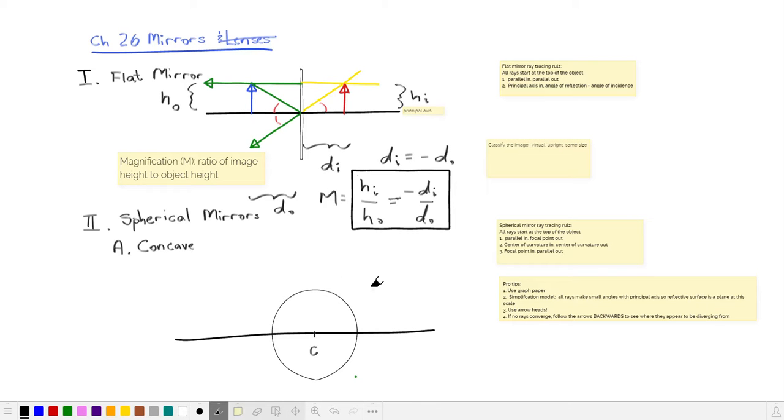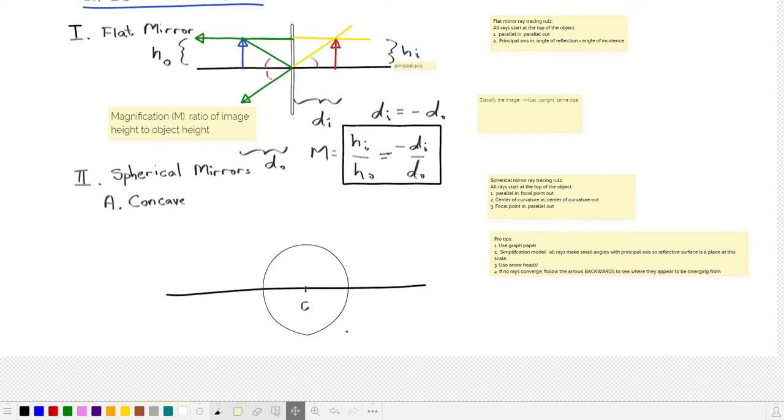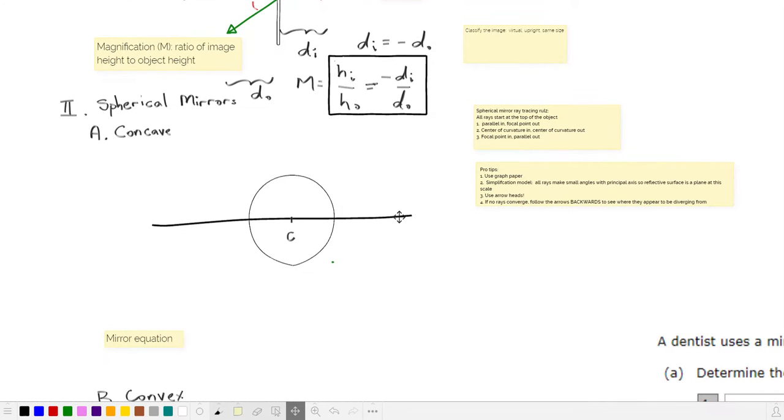Okay, that's pretty much all there is for planar mirrors. You have a couple of examples in your homework where you're asked to find the distance of the image given how far away you are from the mirror.